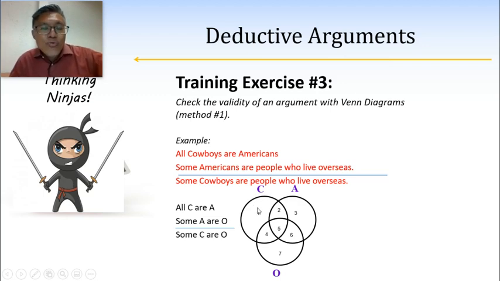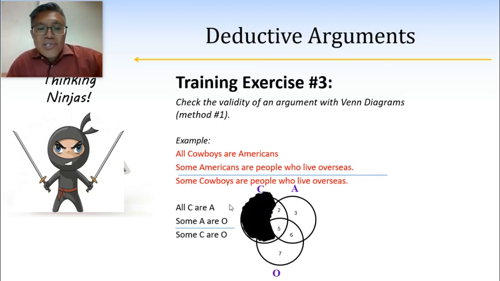Now remember the rule for shading. We shade out the region that does not exist. We shade out the group where there are no members. So if all Cowboys are Americans, then the only groups that exist are 2 and 5. Those are the only groups where we have Cowboys that are Americans, which means 1 and 4 don't exist. There are no Cowboys who are not American. So we shade out 1 and 4.